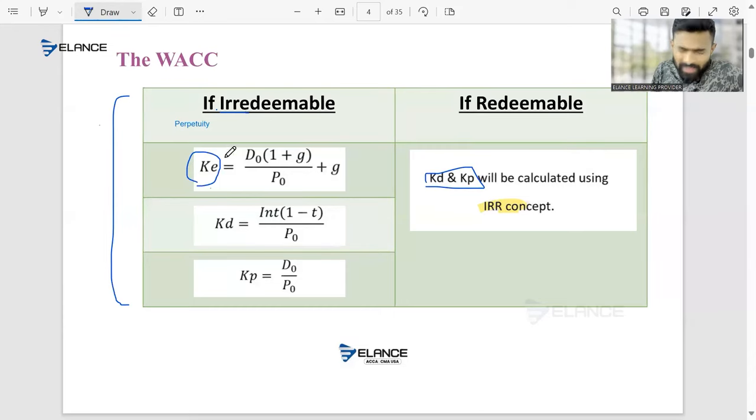So for irredeemable, it's a perpetuity concept. K is equal to B0 into 1 plus G divided by share price all plus G. KD, interest into 1 minus T divided by P0, KP, D0 by P0. If at all the instruments are redeemable, only 2 instruments will be redeemable. Debt and preference shares will be using IRR concept.